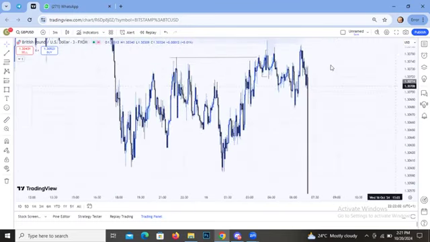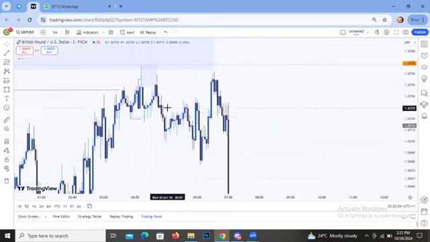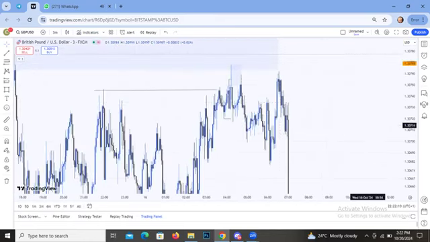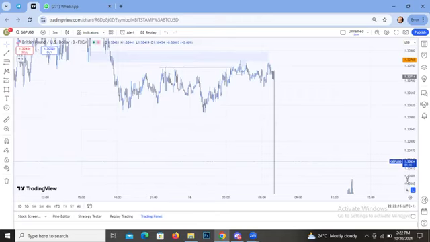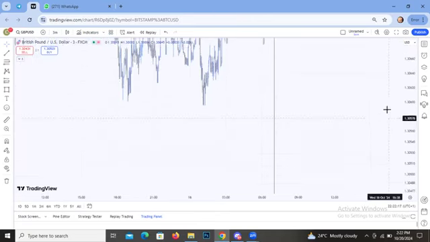Then targeting down, your SL should be up here. And I can see this retracement didn't even touch your SL, right? Then the market moved down massively. A very good risk to reward when doing the flipping.